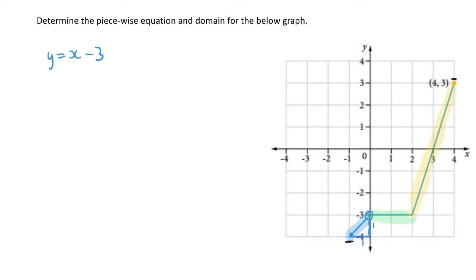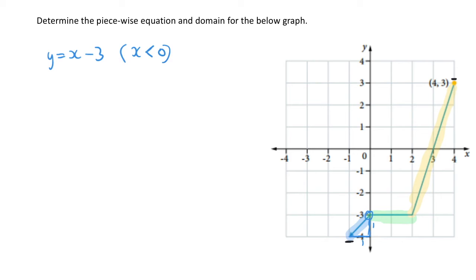To add in the domain, I can see that the blue line starts when x is equal to 0 and goes backwards. So my domain is going to be when x is smaller than 0. That gives me the limitation of that equation, y equals x minus 3.